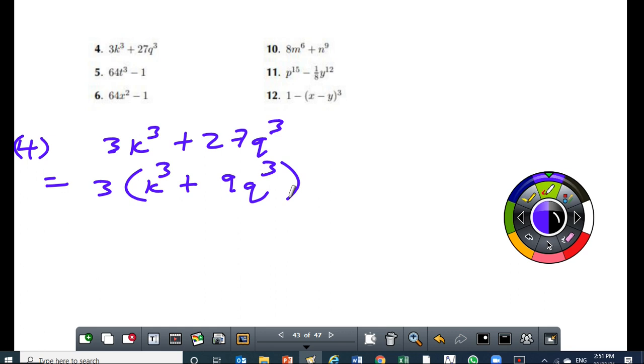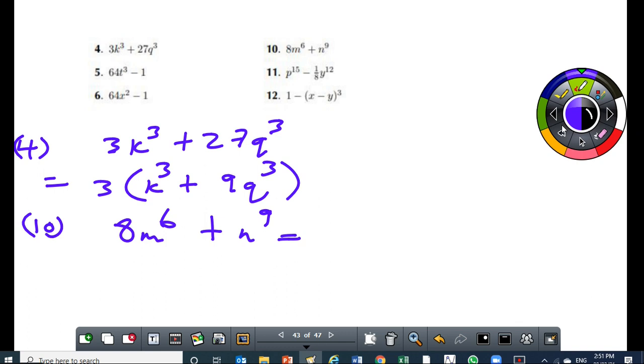Okay. Then what was the next question? Question 10. Okay, so for question 10, we have got 8m to the power of 6 plus n to the power of 9. Now, fortunately, here, the 8 is a perfect cube. The m to the power of 6 is a perfect cube. The n to the power of 9 is also a perfect cube. Therefore, we can factorize by a sum of 2 cubes. So I can write this as the cube root of 8, it's a 2. So I'll open my bracket, I'll put a 2 there.